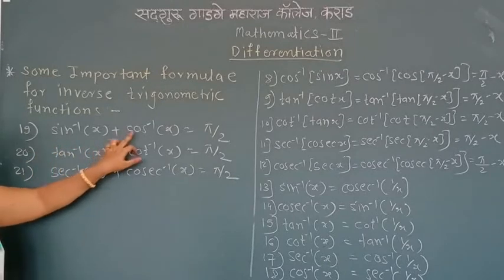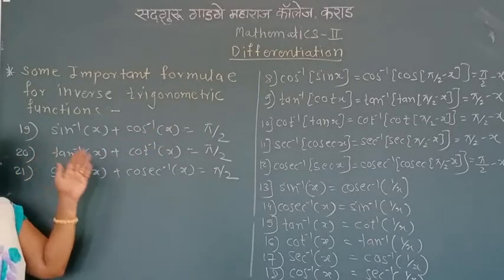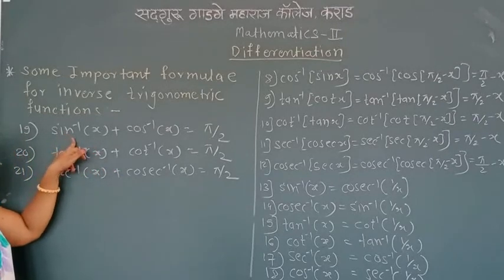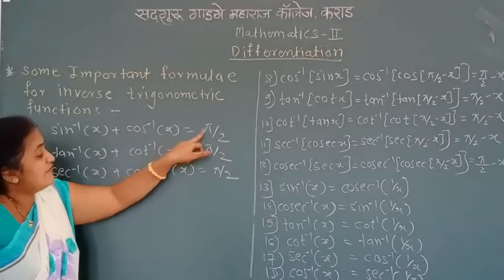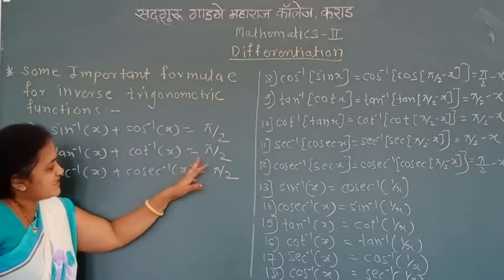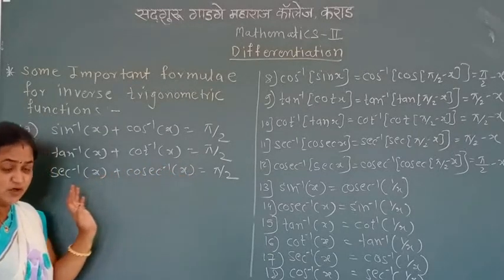Sin inverse of x plus cos inverse of x, just as we already proved sin square of x plus cos square of x is equal to 1. So similarly, sin inverse of x plus cos inverse of x is equal to pi by 2. Tan inverse of x plus cot inverse of x is equal to pi by 2. Sec inverse of x plus cosec inverse of x is equal to pi by 2.